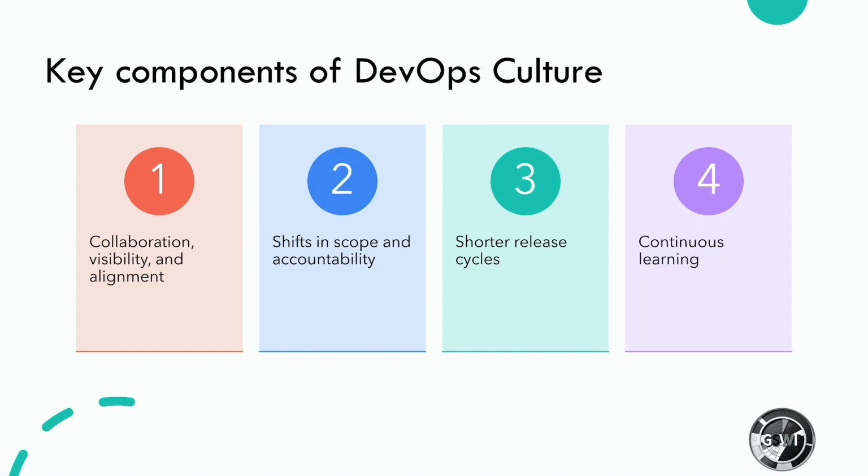Fourth point, continuous learning. High performing DevOps teams establish a growth mindset. They fail fast and incorporate learning into their processes. They strive to continually improve, increase customer satisfaction, and accelerate innovation and market adaptability.